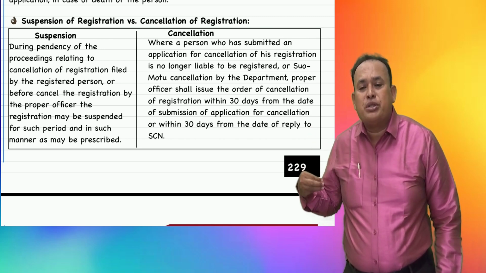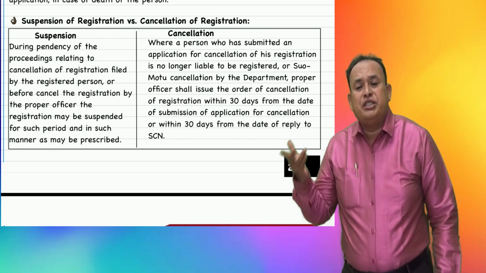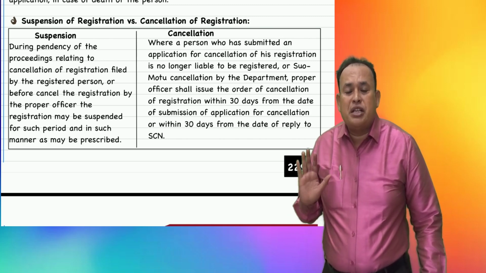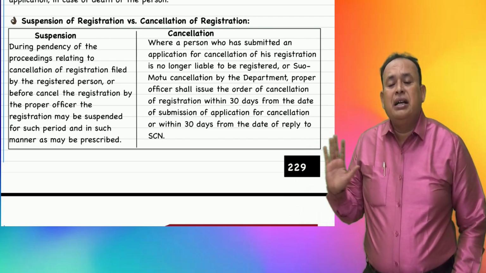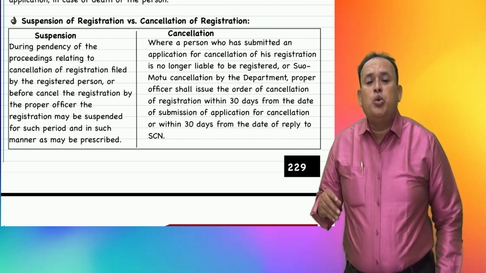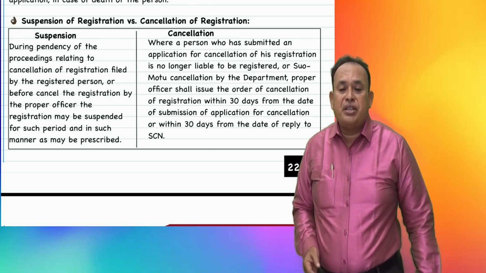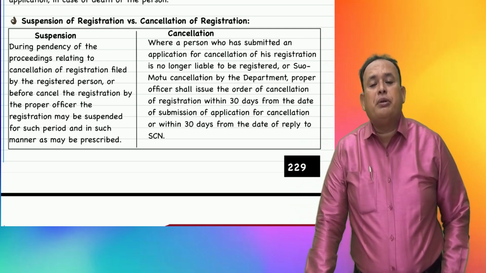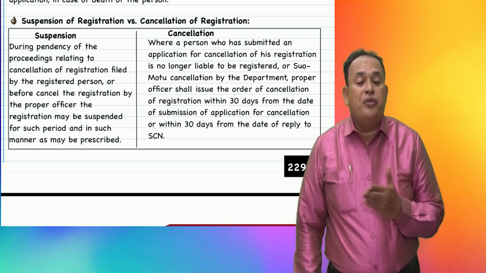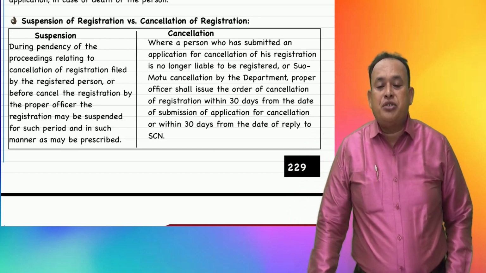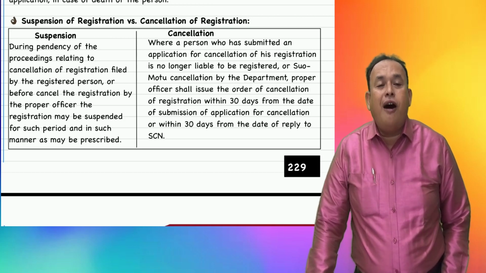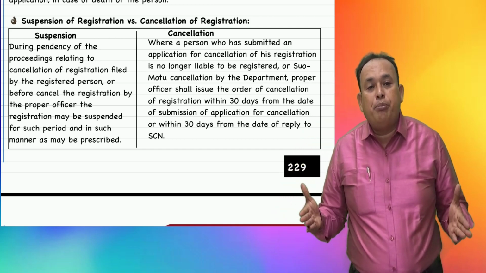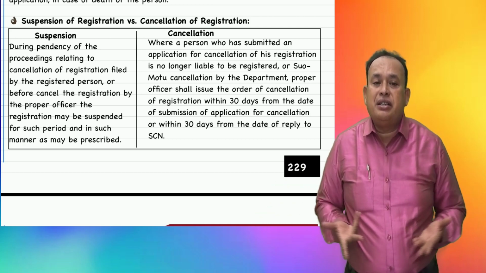During the pendency of the proceedings relating to cancellation of registration filed by the registered person, or before cancellation of the registration by the proper officer, the registration may be suspended for such period and in such manner as may be prescribed. Cancellation: where a person who has submitted an application for cancellation of his registration is no longer liable to be registered, or suo motu cancellation by the department officer, the proper officer shall issue the order of cancellation of registration within 30 days from the date of submission of the application for cancellation, or within 30 days from the date of reply to the show cause notice, as the case may be. Within 30 days from the date of suspension, cancellation can take place.